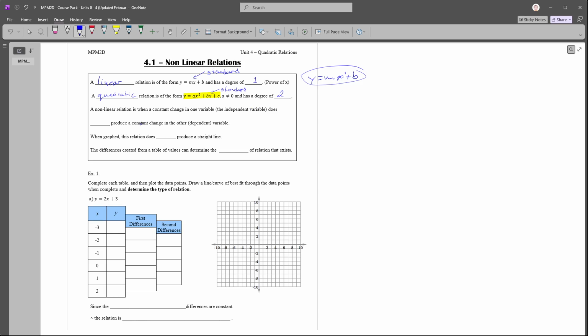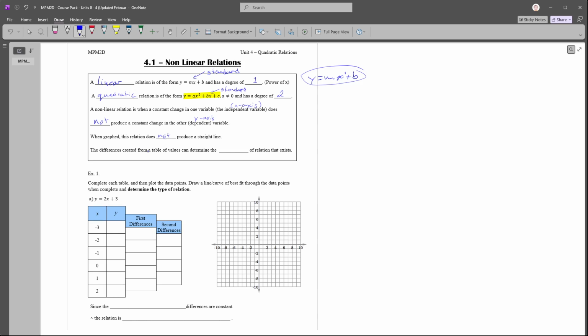So a non-linear relation, so basically anything that is not a line, is when a constant change in one variable, the independent variable, so as x changes, remember the independent variable is the x-axis, does not produce a constant change in the dependent variable, which is the y-axis. Whereas when it was a straight line, it always produced a constant change. We saw this because we saw the first differences, and all the first differences were exactly the same. When graphed, the relation does not produce a straight line. It's going to produce something we've already seen before, but we didn't know.